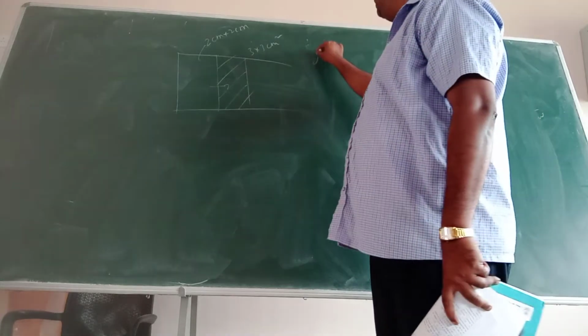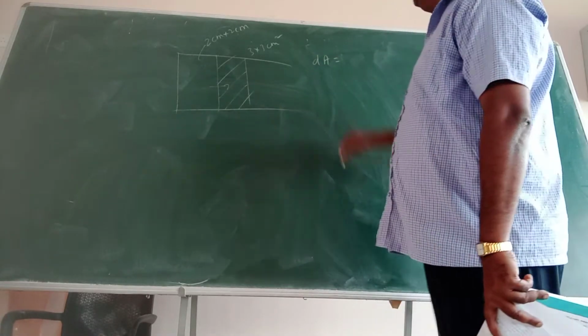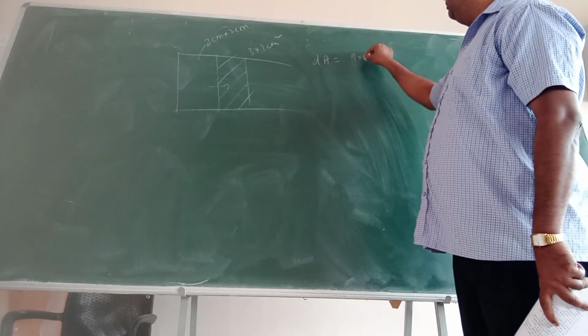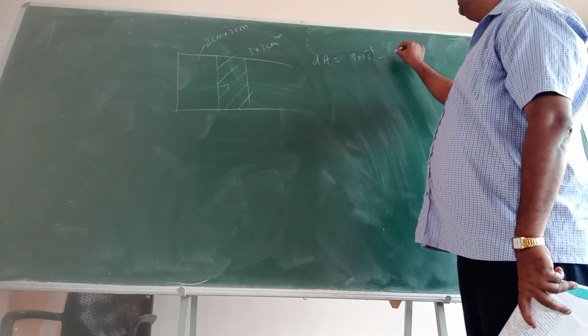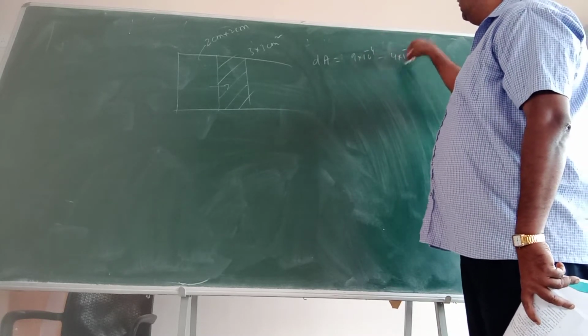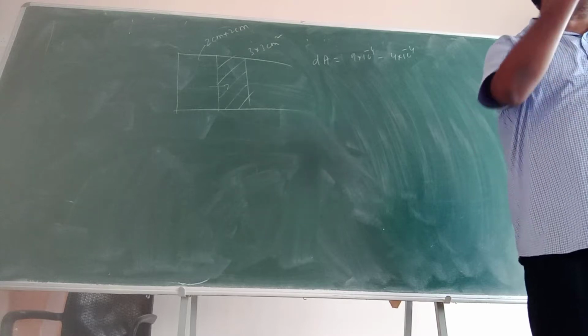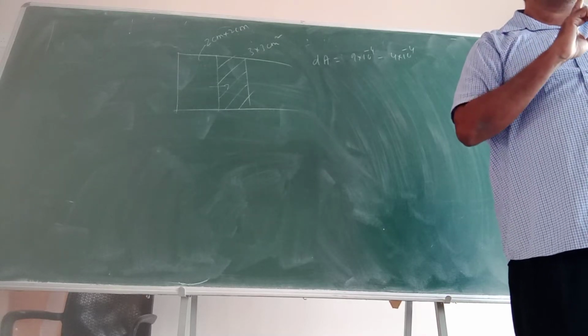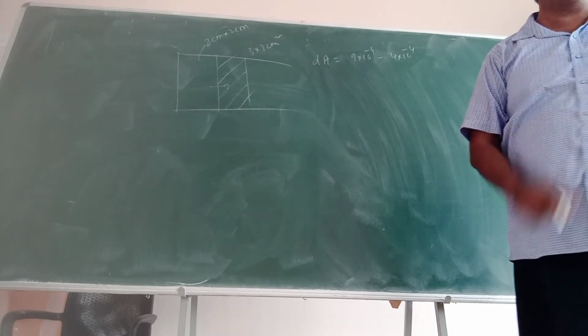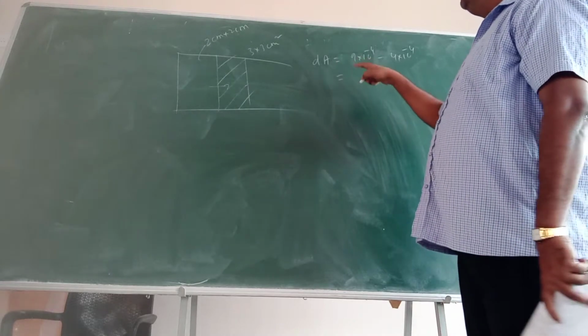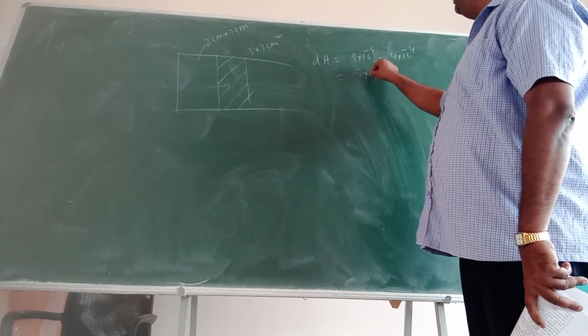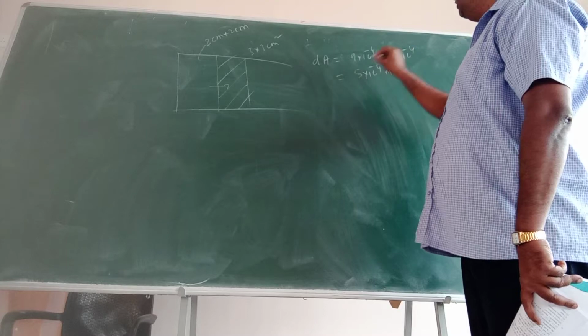So dA will be equal to 9 into 10 to the power of minus 4 minus 4 into 10 to the power of minus 4. ये 10 to the power of minus 4 लिखा है, सबको समझ में आ गया ना? Clear? You have to work in meters. So this is 5 into 10 to the power of minus 4 meter square.